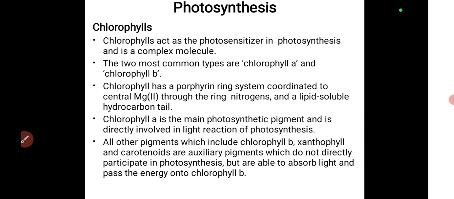So chlorophyll A is the main photosynthetic pigment and is directly involved in the light reaction of photosynthesis. So the light reaction takes place in chlorophyll A, and we know that the light reaction takes place in grana. Keep in mind, all other pigments, which include chlorophyll B, xanthophyll and carotenoids, are auxiliary pigments.